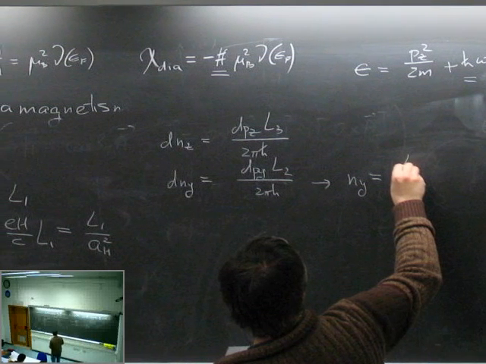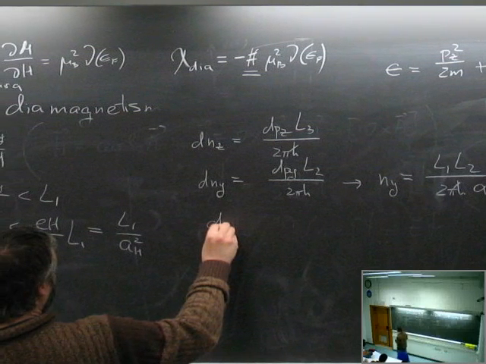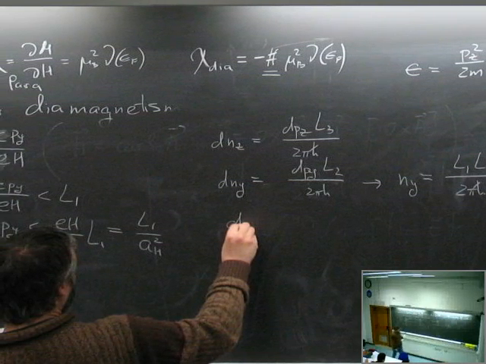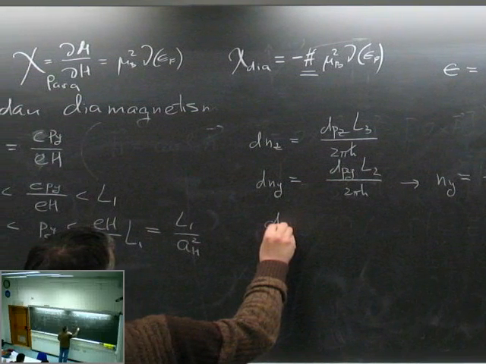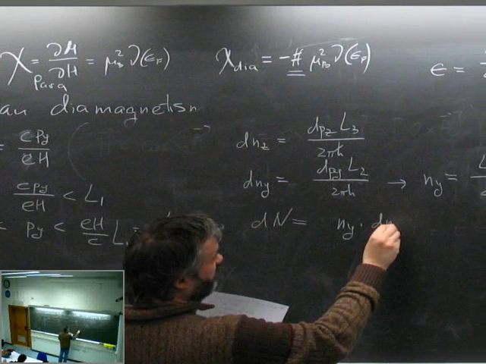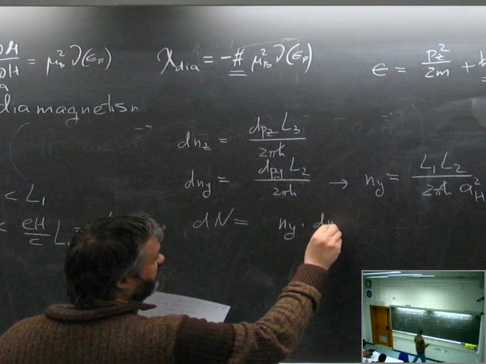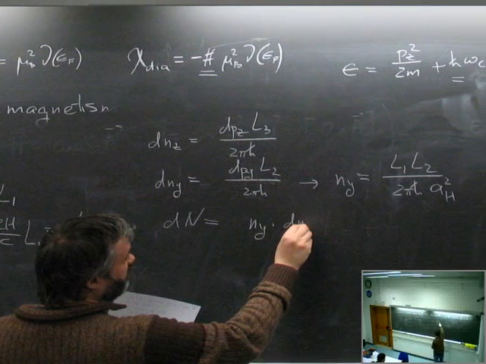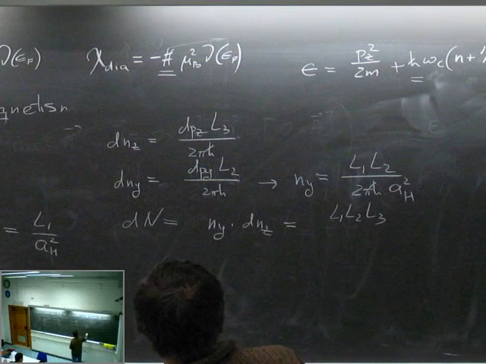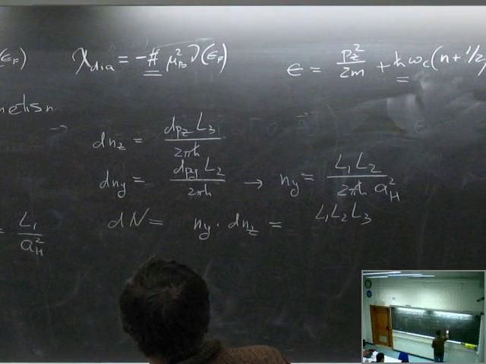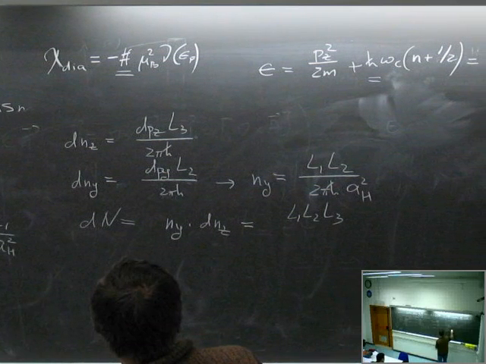Right? And the total number of states in the interval of energy epsilon over the energy is equal to Ny times dNz. So I integrated out all states in the xy plane. This is why only Nz remains. I'm plugging that in. So this is L1, L2, L3 divided by 2 pi h bar squared aH squared and dPz.